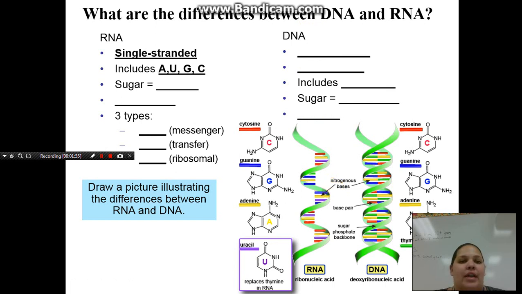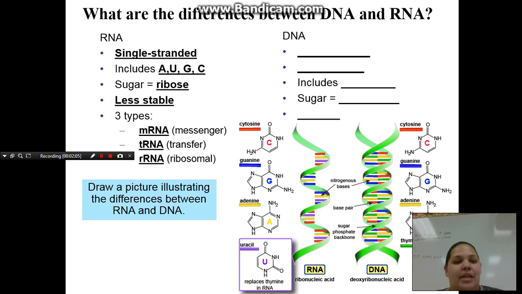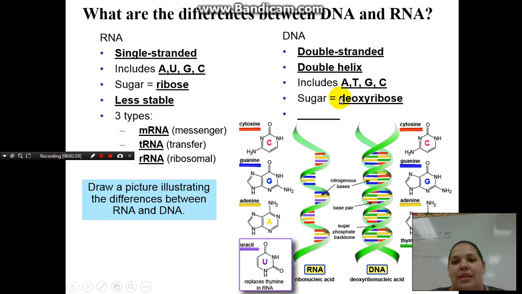RNA is single-stranded. It includes AUGC. The sugar is actually ribose. It's less stable, and the three types are mRNA, tRNA, and rRNA. For DNA, it is double-stranded. It's a double helix. It includes A, T, G, and C. The sugar is deoxyribose, so you can see the difference right here. It's missing an oxygen. And it's also more stable.